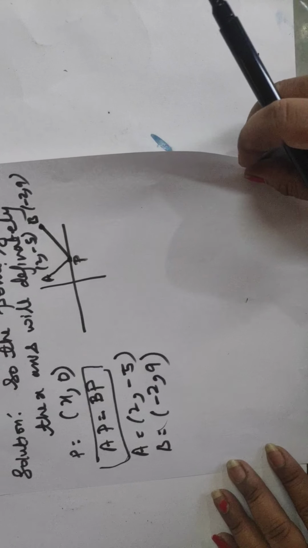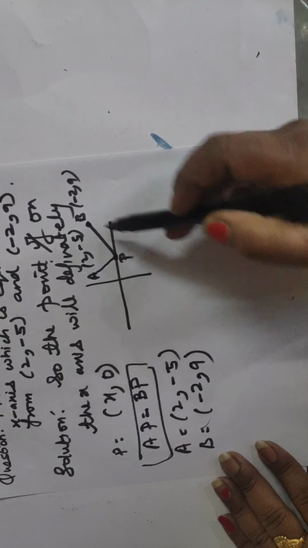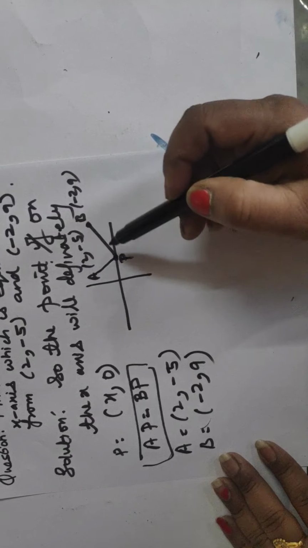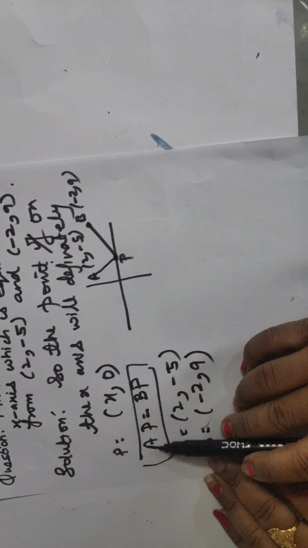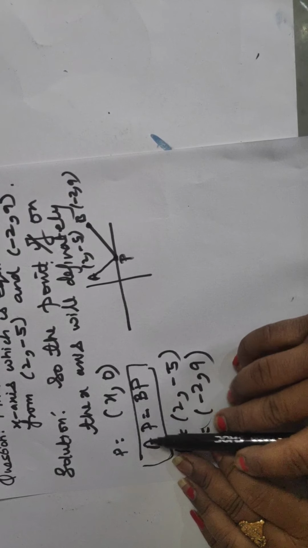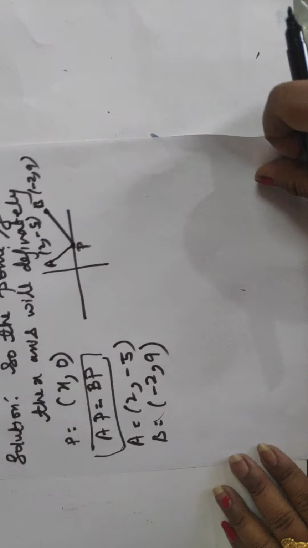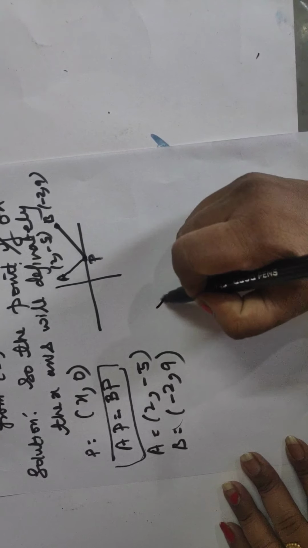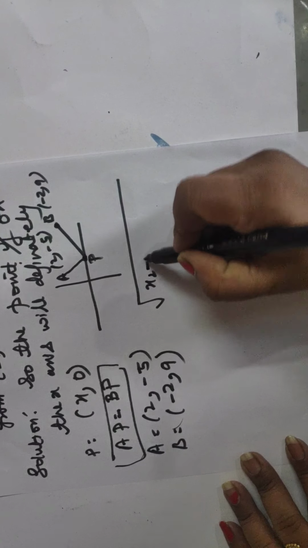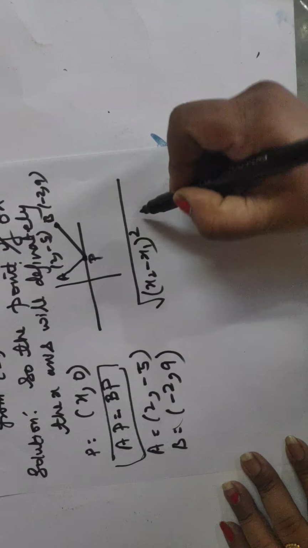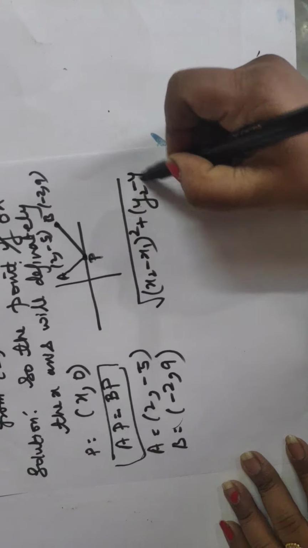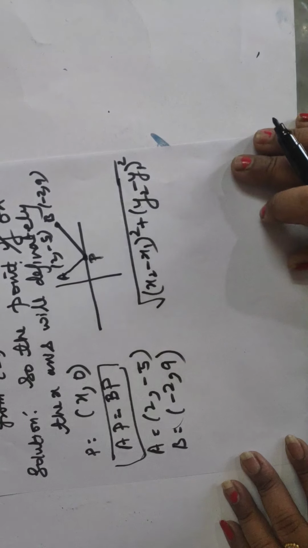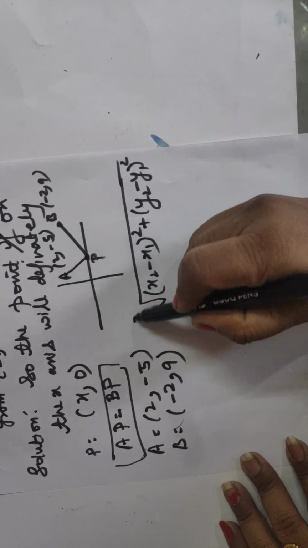Yes, how we can use? As I show you in this example, in this figure, we will find out the value of AP and BP. We will equate because it is given in the question. Now what will be the AP? So first of all we will write the formula, the distance formula, that is x2 minus x1 whole square plus y2 minus y1 whole square, under root. Yes, this is the distance formula.